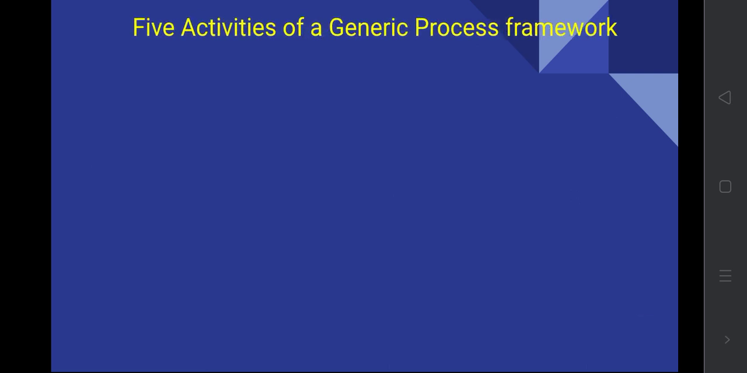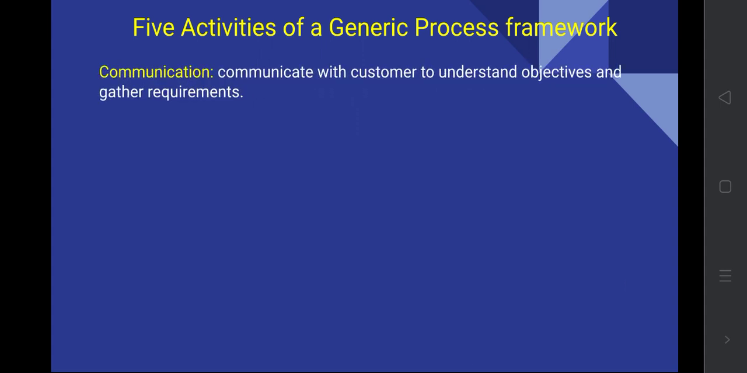And then let us see the activities of a generic process framework. There are 5 activities for a generic process framework. The first one is communication. Communicate with the customer to understand the objectives and gather the requirements. So they should have one or more sittings so that they can discuss deeply with the consumer what they are really expecting and how it can be achieved.